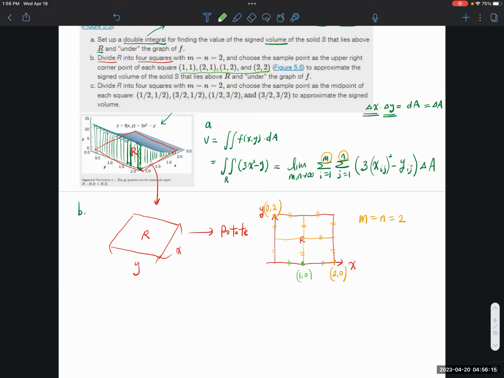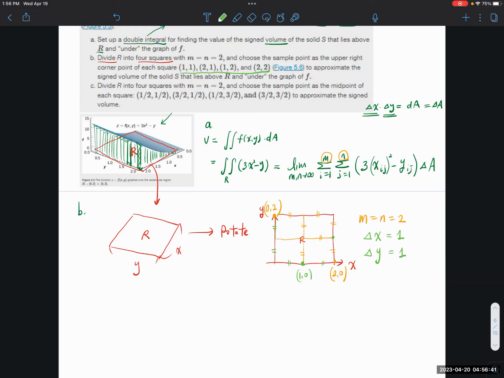Am I correct? So here, the partition of x is also 1. Partition y is also 1. Does it make sense? Because they must be equal length. That's the square. And then we know the ending point is 2. So each length of the square should be 1. That's the length. So this is going to be 1,0.